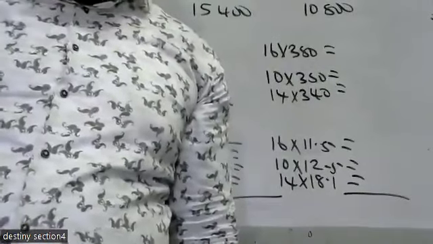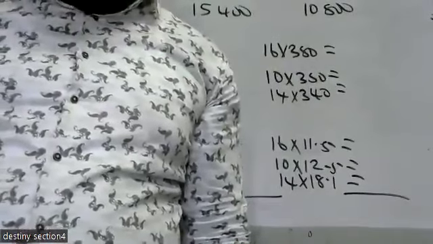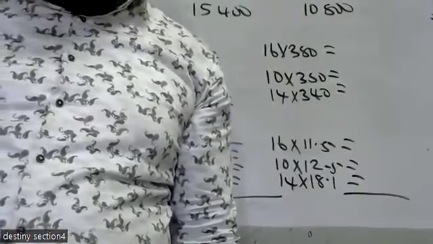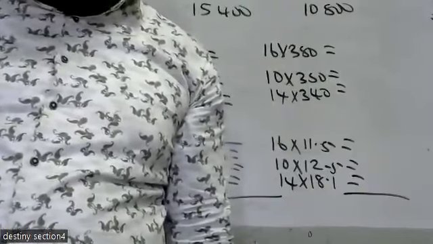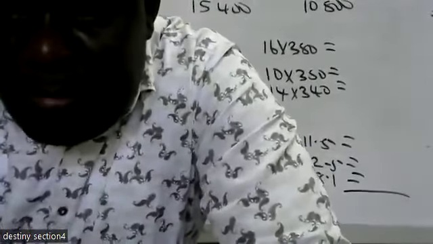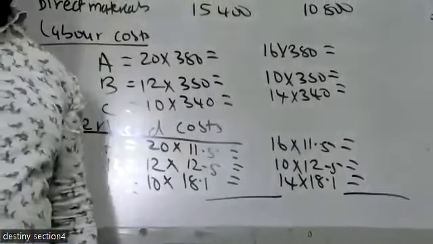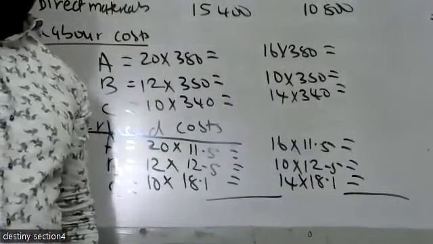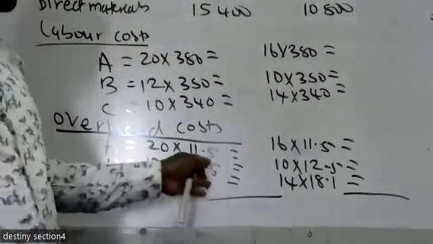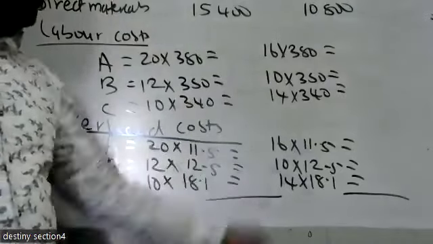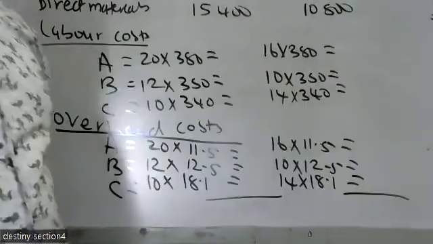The labor hours is going to be 3.2 million. When you divide by 3.2 million, you got which figure? Check the labor hours. Yeah, so that's the figure. So is this now clear? The same for B, 12.5, and 18.1 for C. So get now the total for that level.